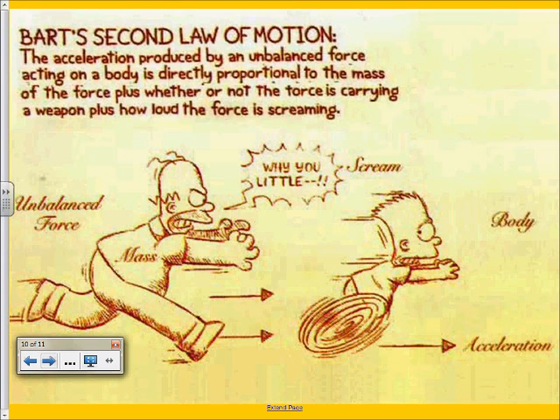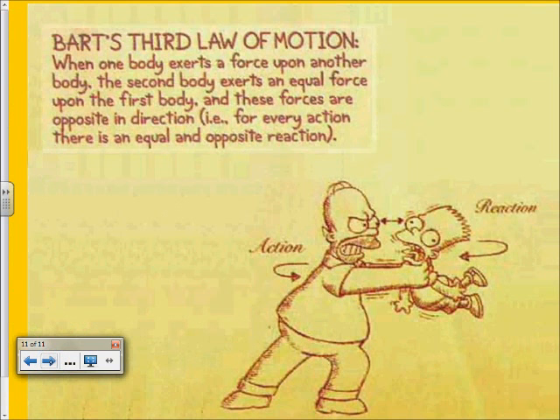And the third law, which I'm actually going to give you in a separate video in terms of the real law, but in terms of Bart's third law of motion, when a body exerts a force upon another body, the second body exerts an equal force upon the first body, and these forces are opposite in direction, i.e. for every action there is an equal and opposite reaction, which is not how we are going to quote the third law of motion, even though I know this is the traditional way that law is quoted.